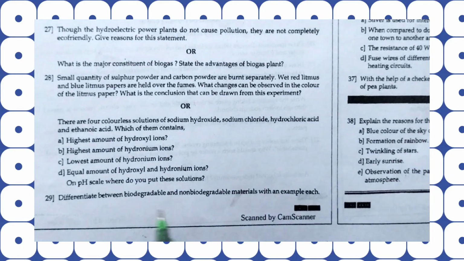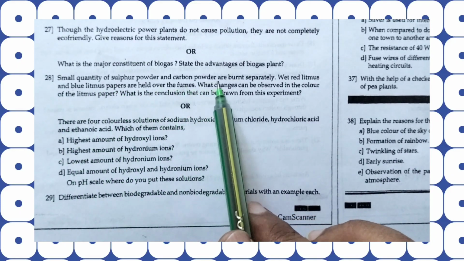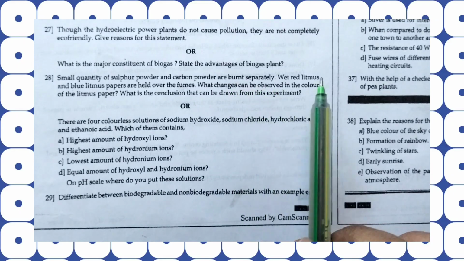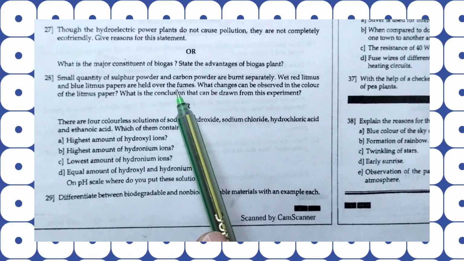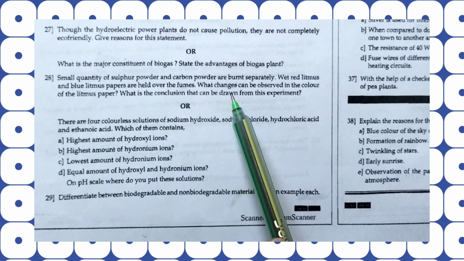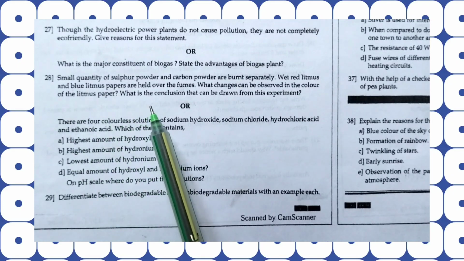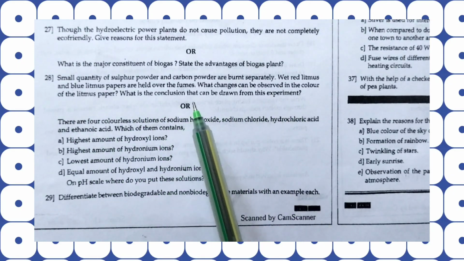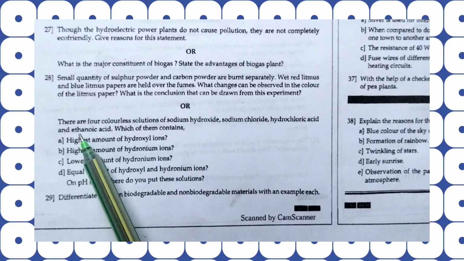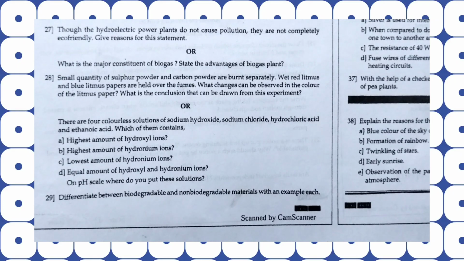Question number 28 is: small quantity of sulfur powder and carbon powder are burnt separately. Wet red litmus and blue litmus paper are held over the fumes. What changes can be observed in the color of the litmus paper? What is the conclusion that can be drawn from this experiment? There is also an internal choice question: there are 4 colorless solutions. We will read that next and solve it. First let us solve the 28th question.